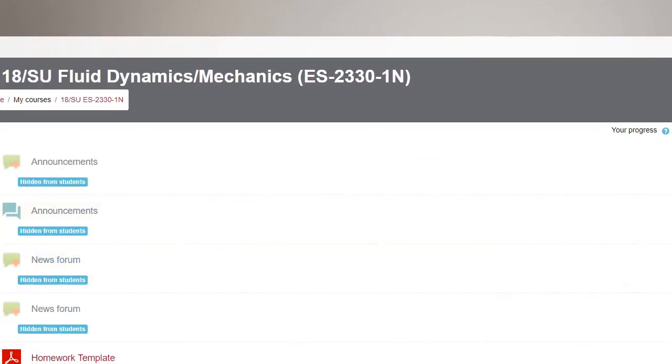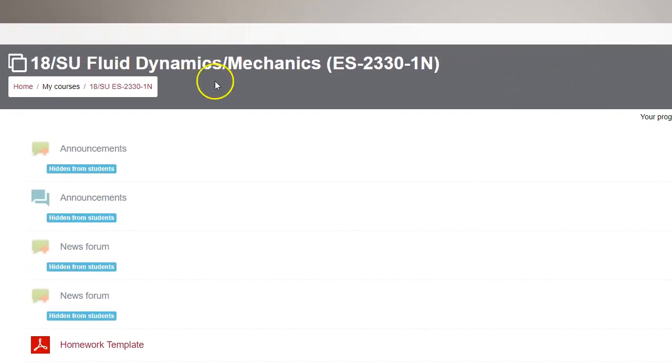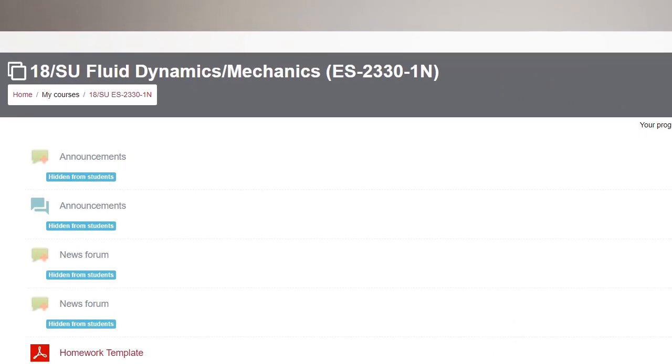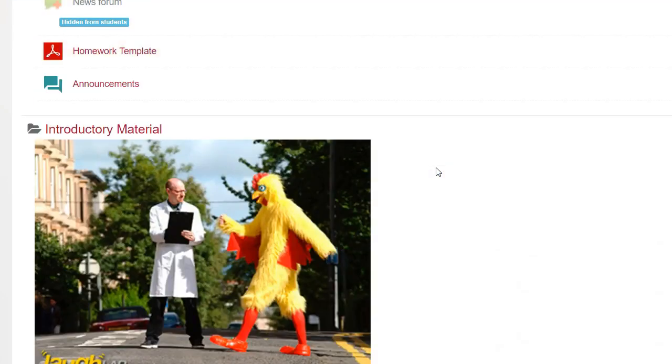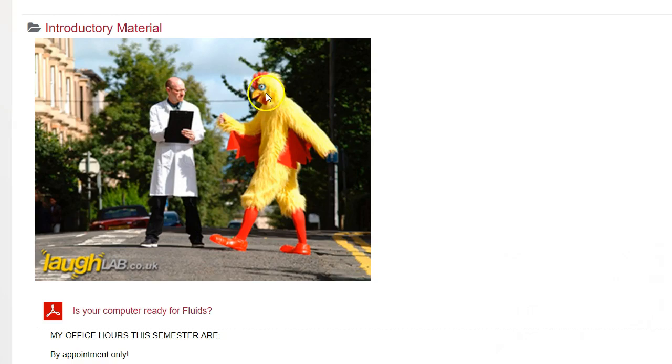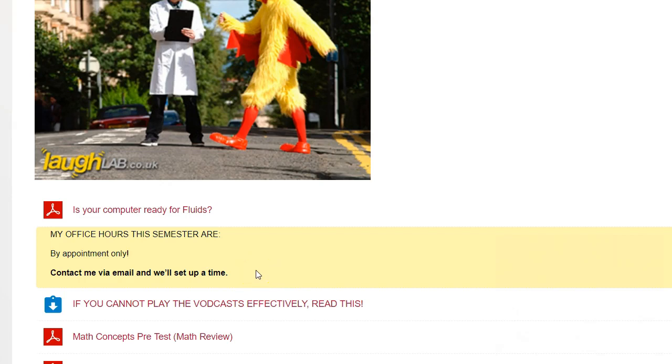I'm going to see if I can enlarge this a little bit. It doesn't want to. We'll just leave it like this. But so the class that you're taking now from me is the summer of 2018 Fluid Dynamics. Okay, so what you'll see is a bunch of material. Starting with the introductory material, there's a little PDF file that helps you get your computer ready for fluids. And if you have any trouble with this, you can also call me, or you can call our instructional technology people, and they can help you as well.